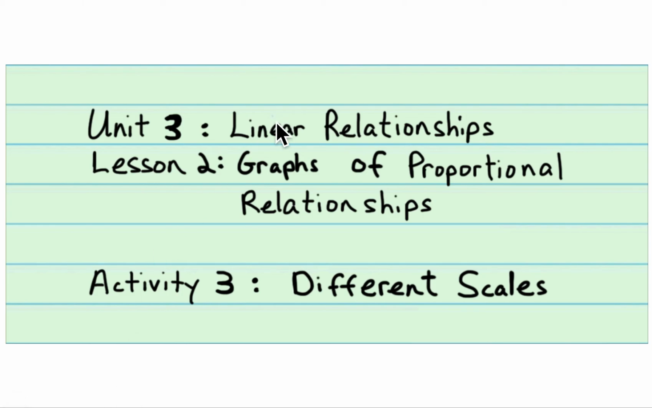This is Unit 3, Linear Relationships, Lesson 2, Graphs of Proportional Relationships, and Activity 3, Different Scales. And actually in this activity you're going to see that one of the relationships is not linear. It's actually on a curve, and it's not a proportional relationship. We're going to see what a difference that makes when you compare the curve, that relationship that's on a curve, to a linear relationship that's on a straight line.